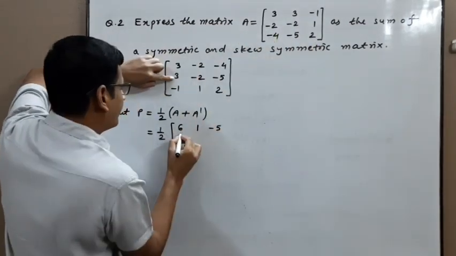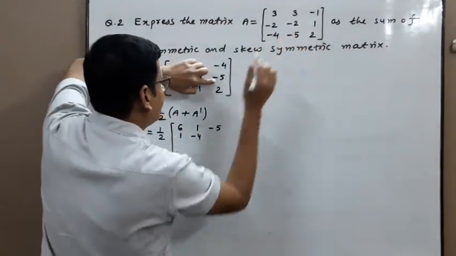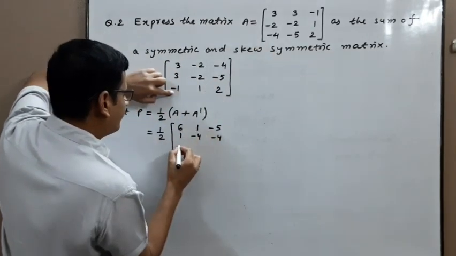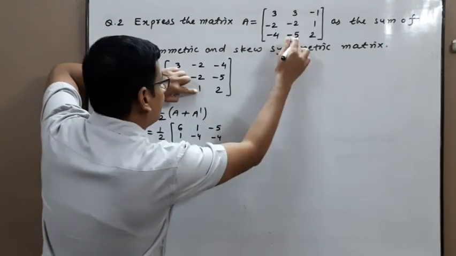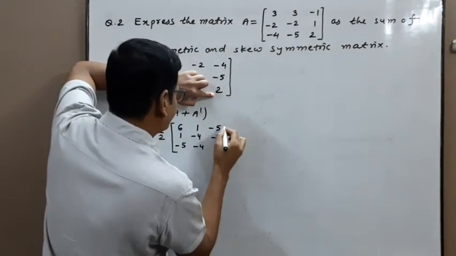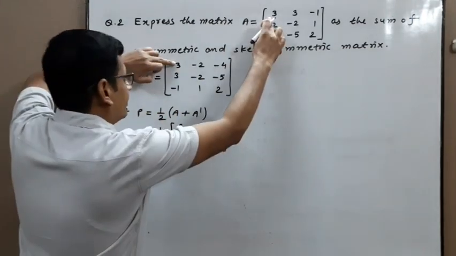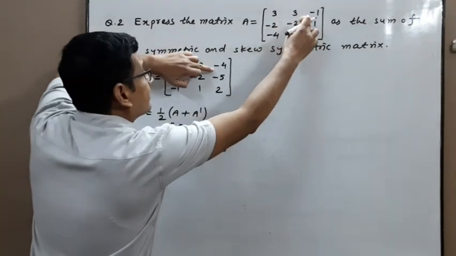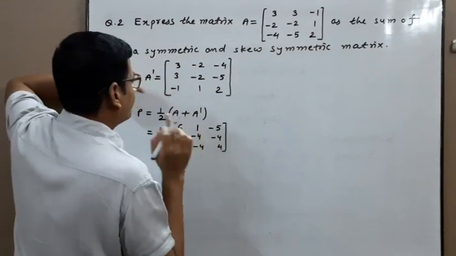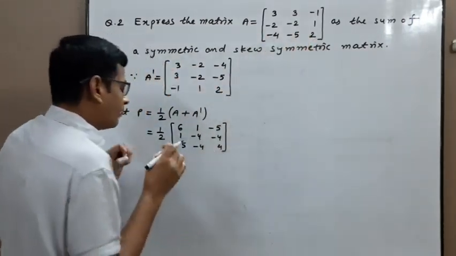3 minus 2 is 1, minus 2 minus 2 is minus 4, minus 5 plus 1 is minus 4, minus 1 minus 4 is minus 5, 1 minus 5 is minus 4, and 2 plus 2 is 4. Please take care during addition. You can cross check also: 6, 1, minus 5; 1, minus 4, minus 4; minus 5, minus 4, 4. Otherwise the whole question is wrong.